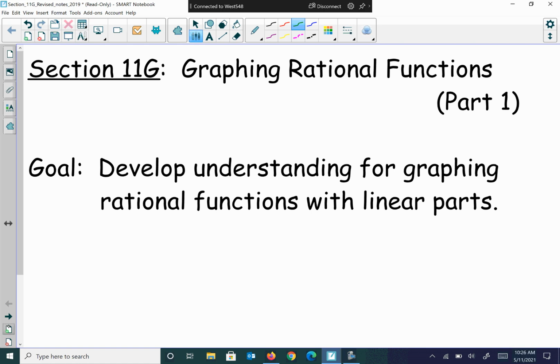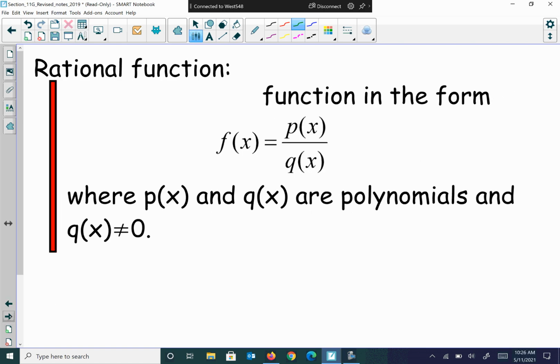All right, so this is 11G, Graphing Rational Functions, Part 1. Develop an understanding for graphing rational functions with linear parts. Linear just means that you don't have x squared or the square root of x. You have x plus something or x minus something with it. And it's not a whole lot different, but there are just a couple of things that go into it.